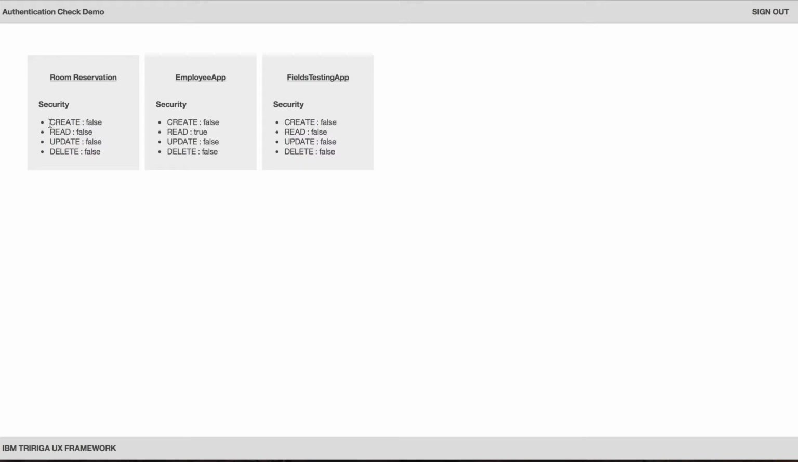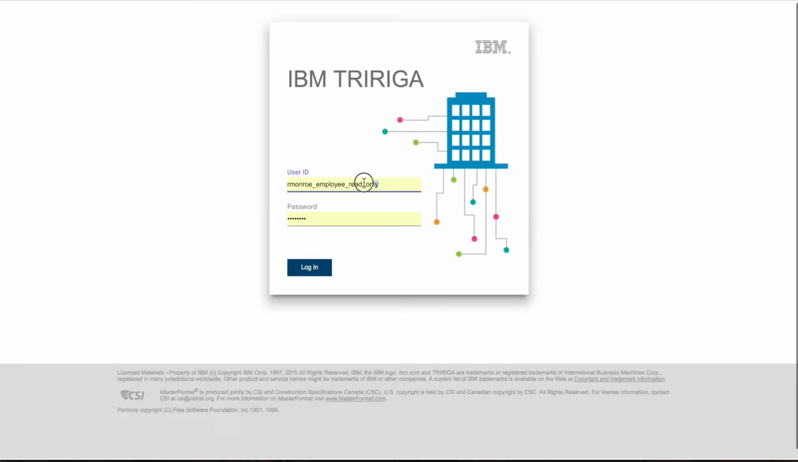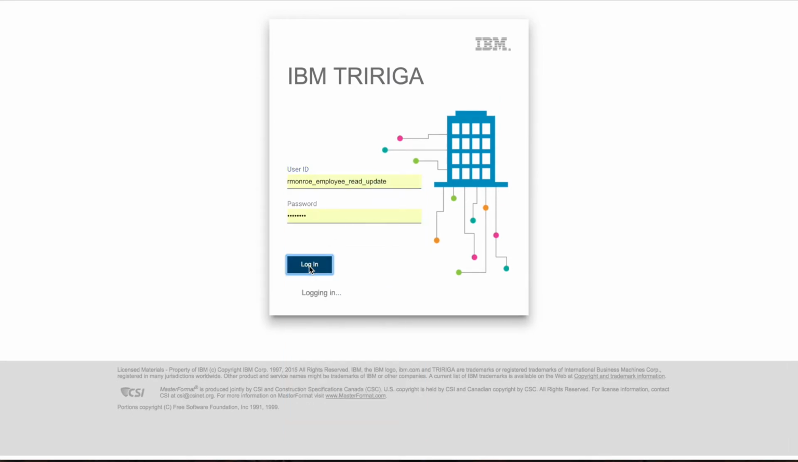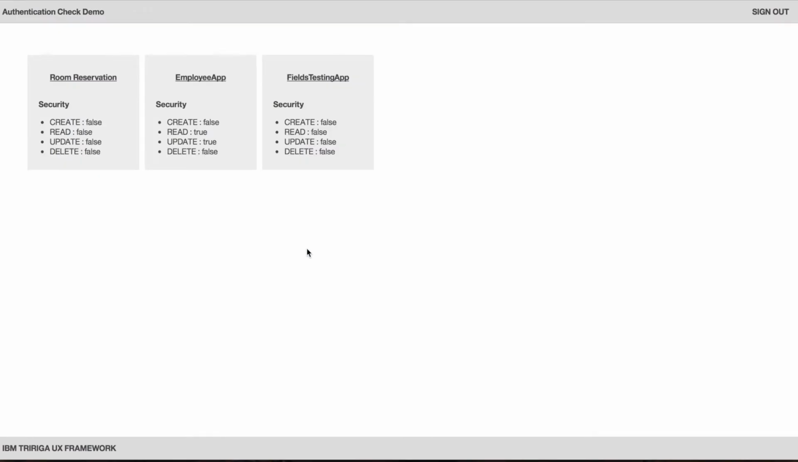So the create is false, read is false, update is false, and delete is false. Similarly, for the fields testing app, they are all false. However, for the employee app, you see it is false for create, update, and delete, but it is true for the read permission. Let's use another user. Now you can see for this user, we have a true value for read and update.